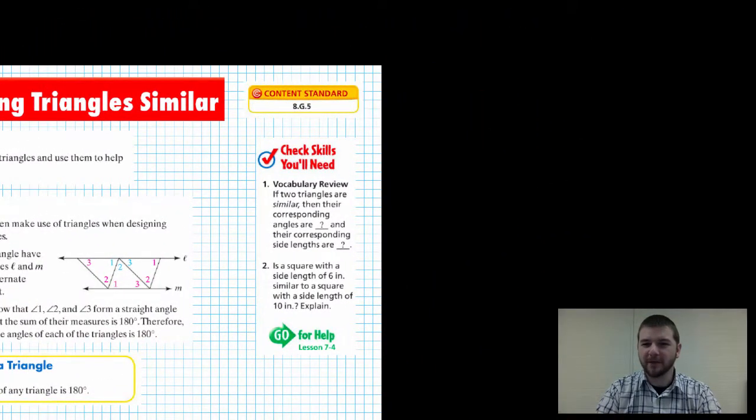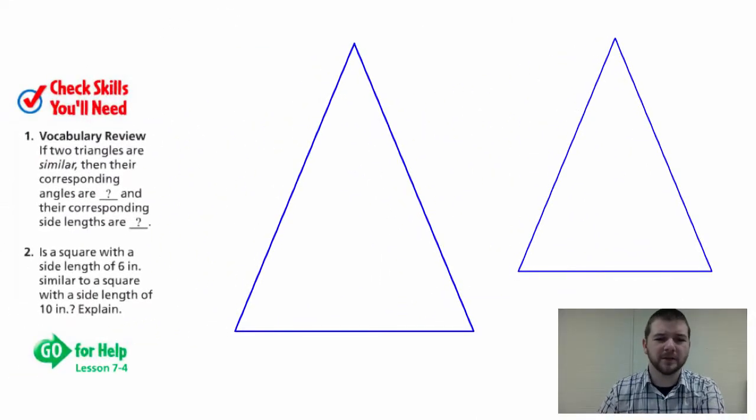Number 1 is vocabulary review. And this says, if two triangles are similar, then their corresponding angles are blank. And their corresponding side lengths are blank. All right, so here we have two triangles. And let's assume these two triangles are similar. And we're supposed to fill in the blanks here. Then their corresponding angles are blank. And their corresponding side lengths are blank.